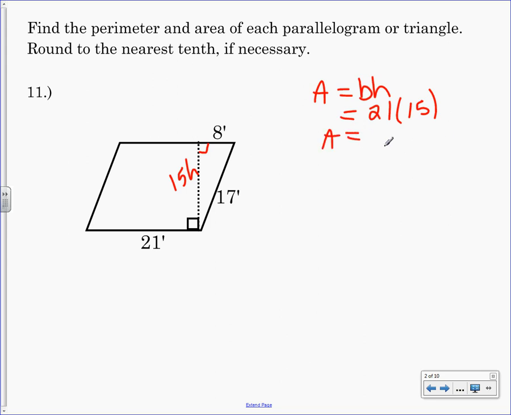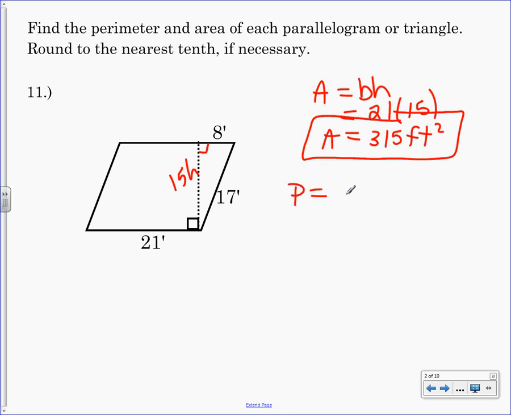21 times 15. 315 feet squared. Area is always units squared. I'm pretty nice about units and not marking it wrong if you don't put them, but you really need to label the area in feet squared, okay?